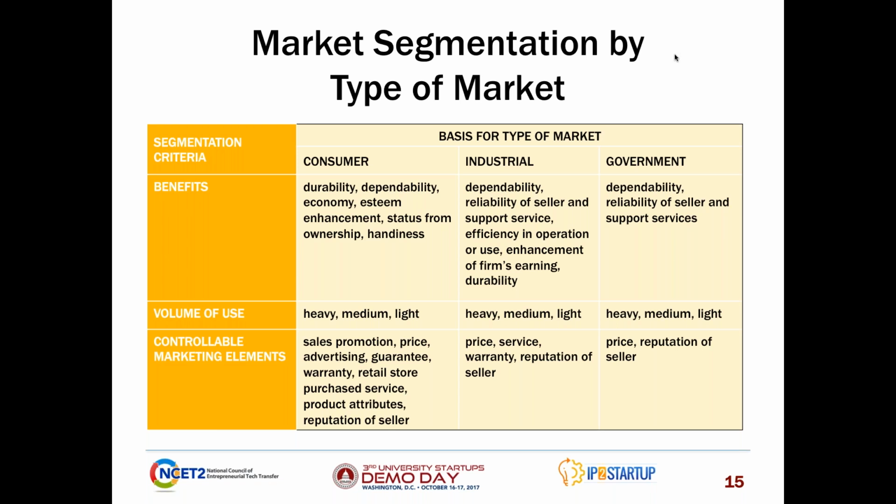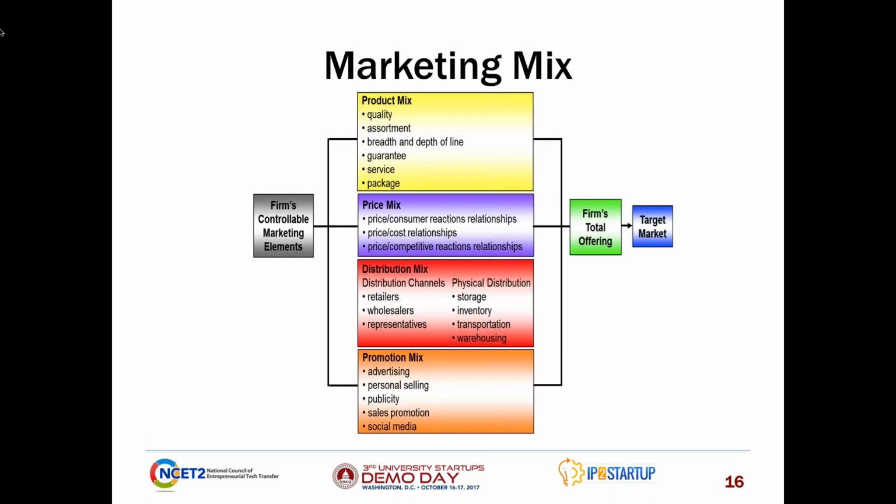On the next page, 16, on the marketing mix, you'll see very soon, I'm sure, what we have. We have 4 basic things we control. Number 1, we control the product or the technology. And these are just some general issues you want to think about: quality, assortment, guarantee, service, package, those kinds of things. And that's a part of this whole marketing mix.